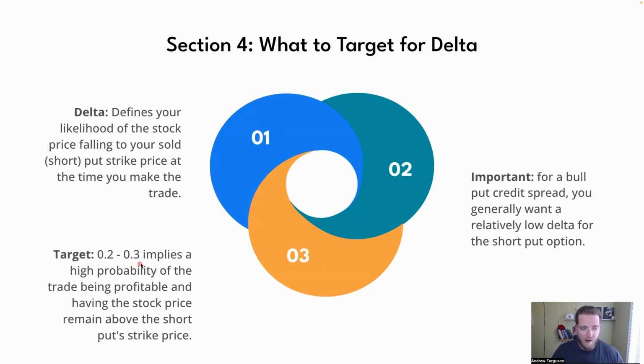You want a target of anywhere from 0.2 to 0.3 for beginners, I would say. That'll keep you in a pretty high probability range of winning the trade and still being profitable, and ultimately not having the stock price go below the short put strike price for your trade.